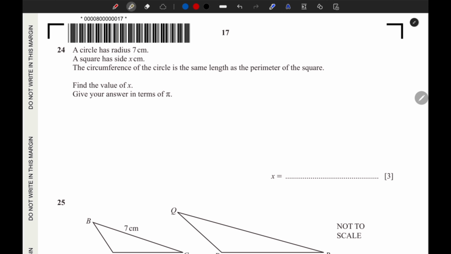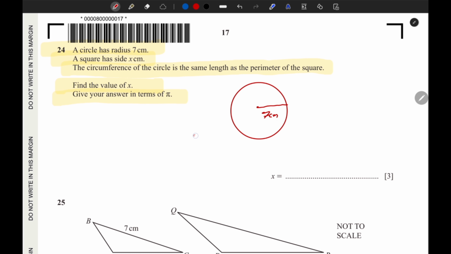Question 24. A circle has a radius 7 cm. A square has a side x cm. The circumference of the circle is the same as the length of the perimeter of the square. Find the value of x. Give your answer in terms of pi. Consider a circle. This is a circle, has a radius of 7 cm.